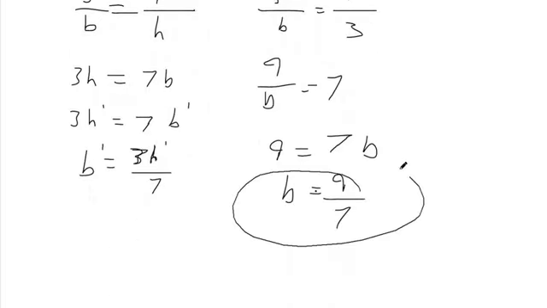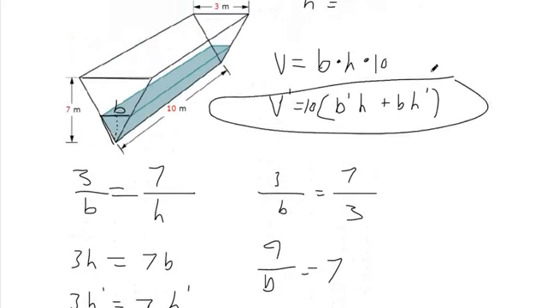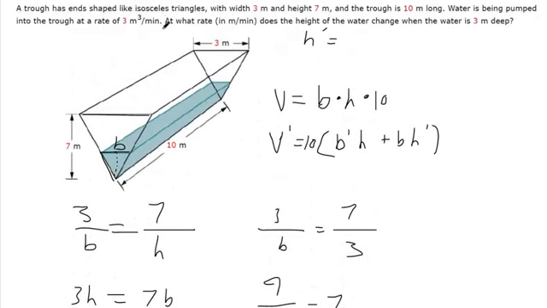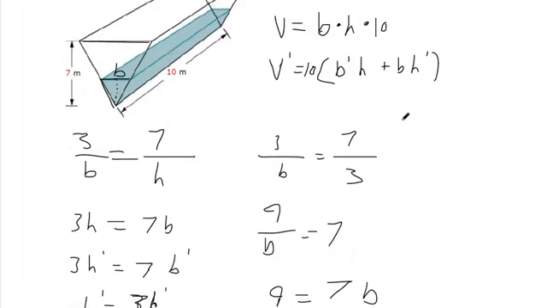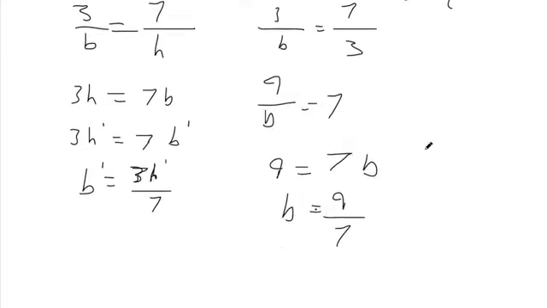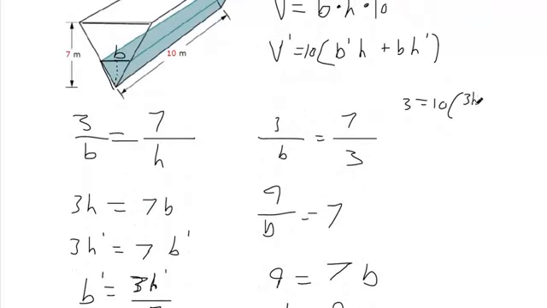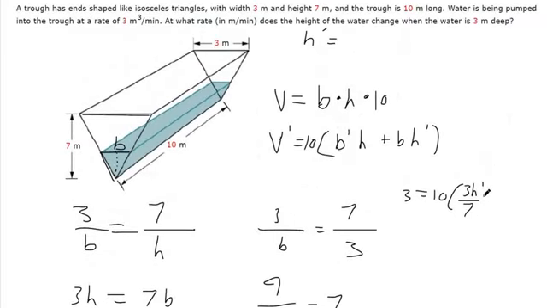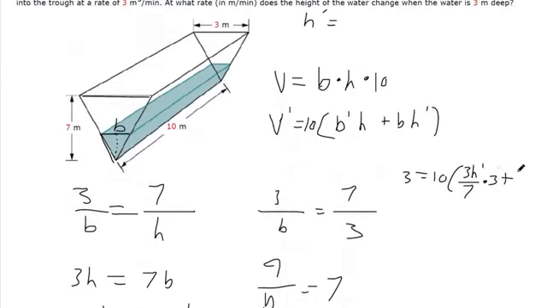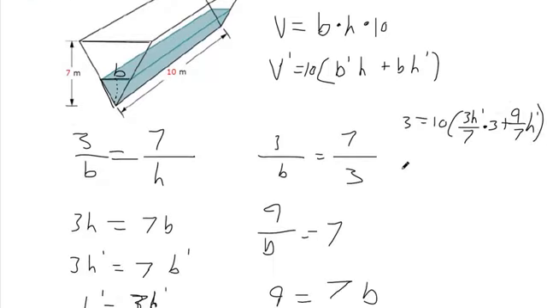So we can plug that into our volume equation, plug in the fact that the volume is changing at 3 meters per second, so that means V equals positive 3. And I think we got everything we need to solve. So 3 goes in for the volume. B prime is 3h prime over 7. H, the particular height at this instance, is 3 meters. The base we solved is 9/7. And then h prime is the thing we're trying to solve for in the first place. So we've just got some algebra to do. And then we've solved for h prime.